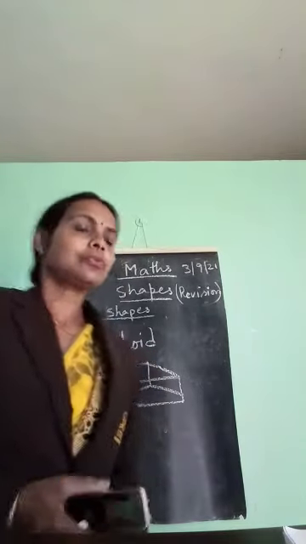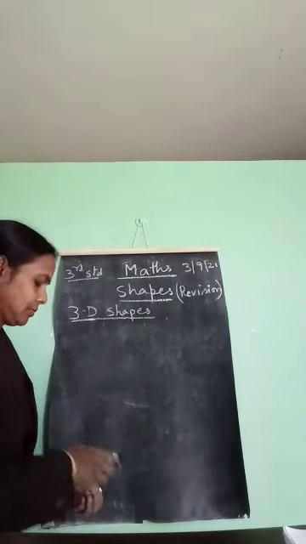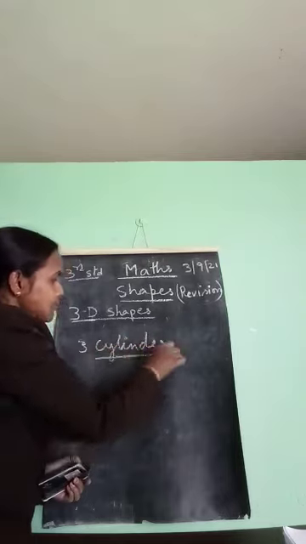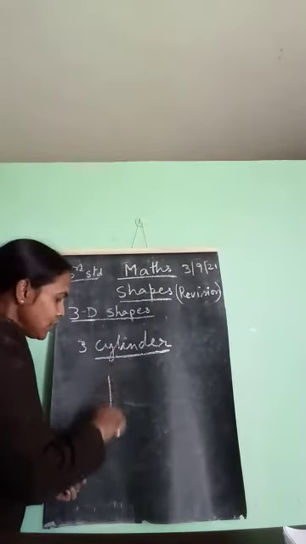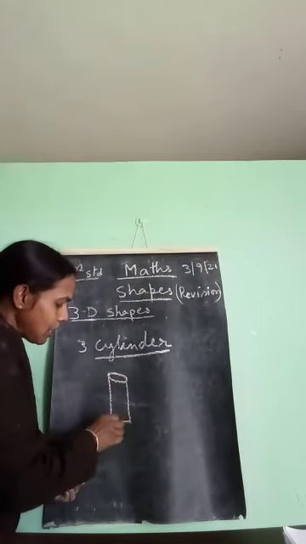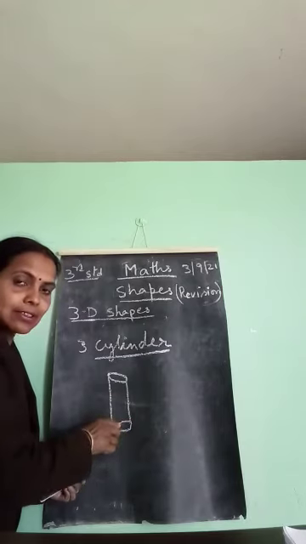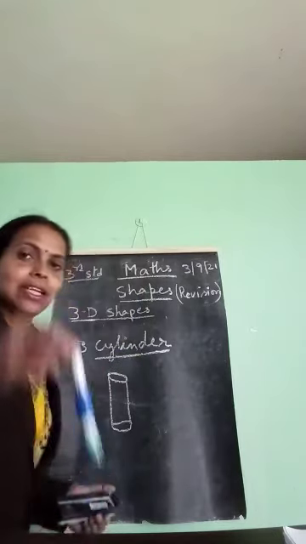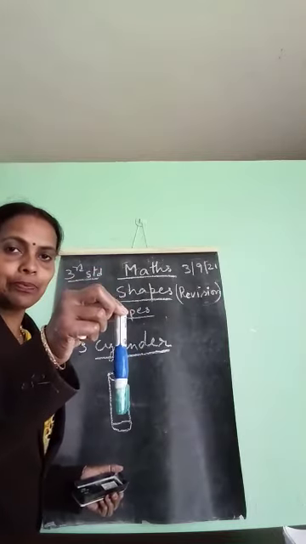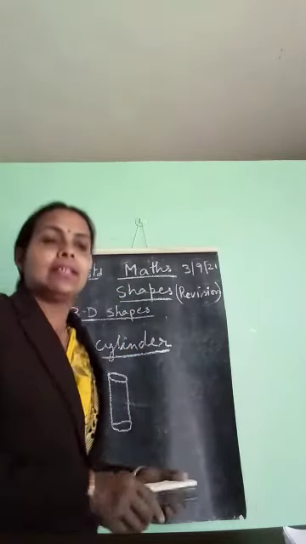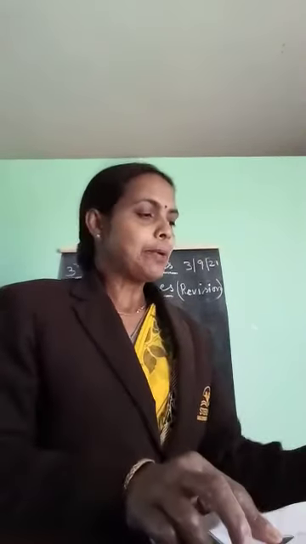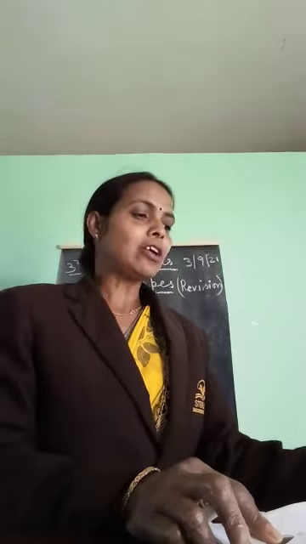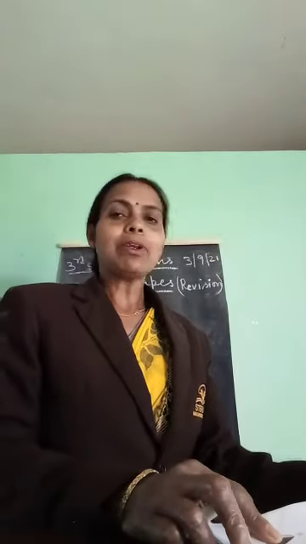Now, next one is cylinder. This is cylindrical shape. It has one curved face and 2 flat faces, and it has no corner. Pipe, then water bottle, all are cylindrical in shape. Cylinder has 2 flat faces and 1 curved face. Number of edges are 2, and number of corners 0.